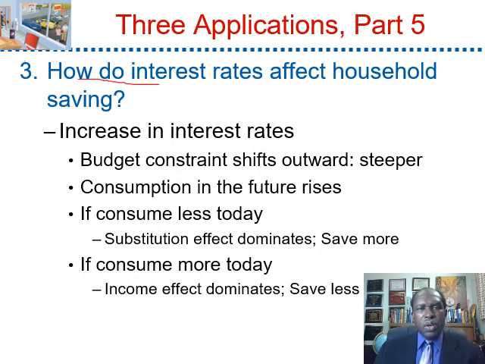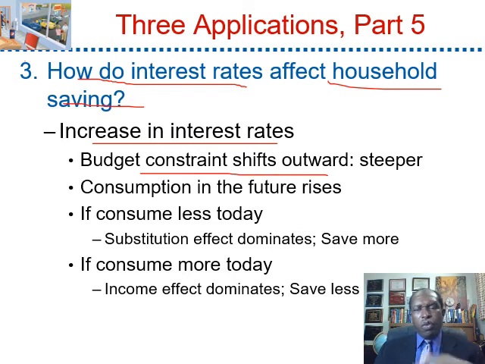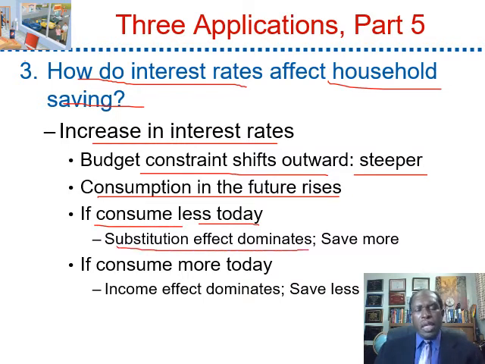How do interest rates affect household saving? If there is an increase in the interest rate, the budget constraint will shift outward and become steeper, and consumption in the future rises. If you consume less today, the substitution effect dominates the income effect and saving will increase. If you consume more today, the income effect dominates the substitution effect and you will be saving less.